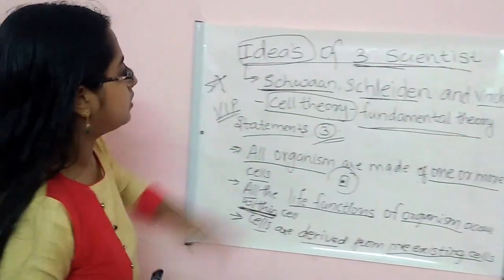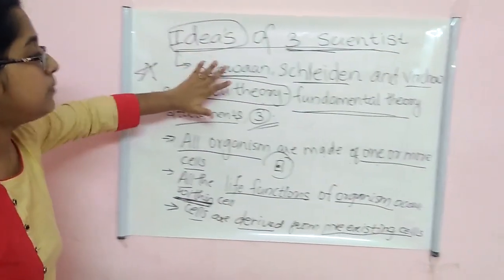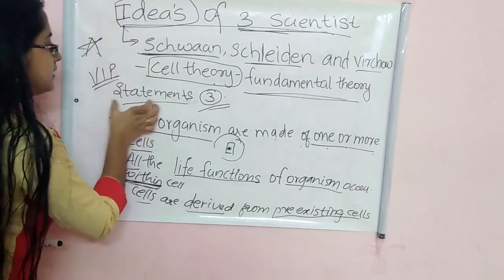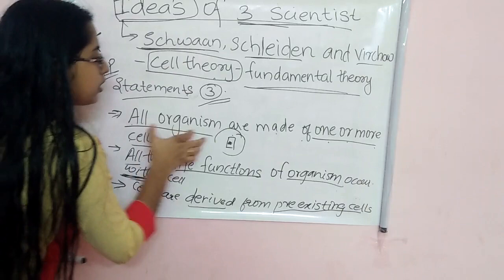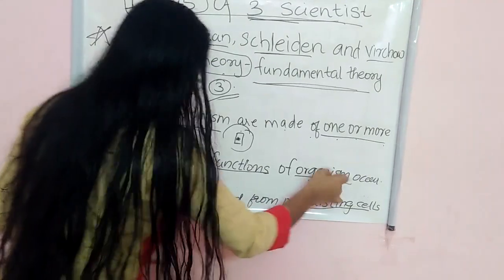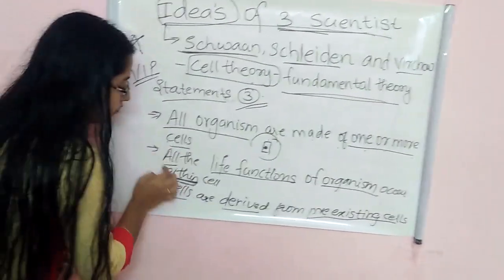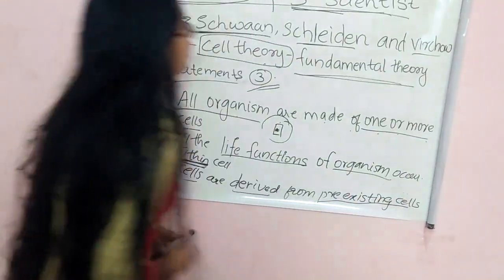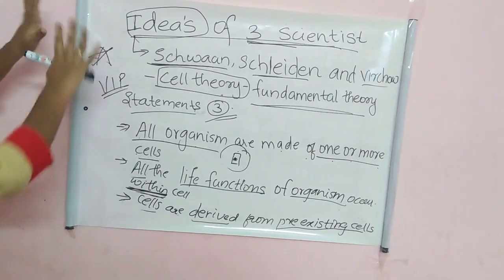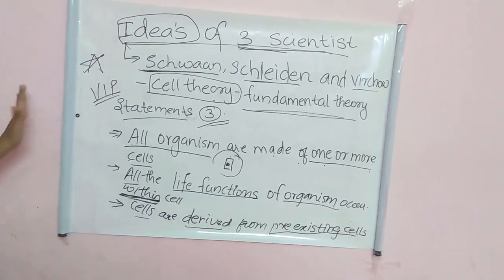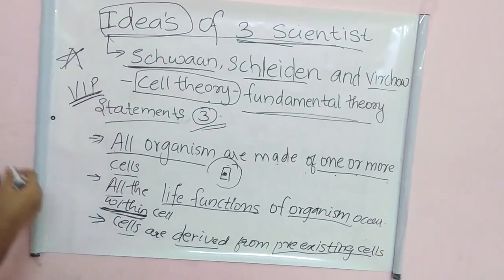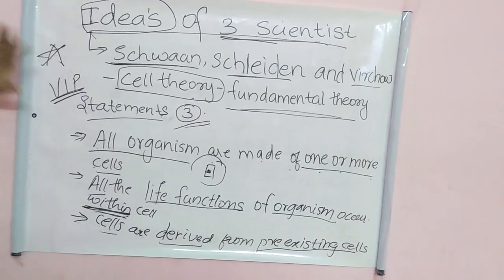So just have a look. You must learn by heart these words, these scientist names, the fundamental theory, the statements. There are three statements: all organisms, one or more cells; all of the life functions of an organism, within, the very premium word; cells derived from pre-existing cells. Just have a look. Just write this down. It's very important for you. These ideas are the VIP questions, as I said previously. Just have a look. Give it two to three seconds.